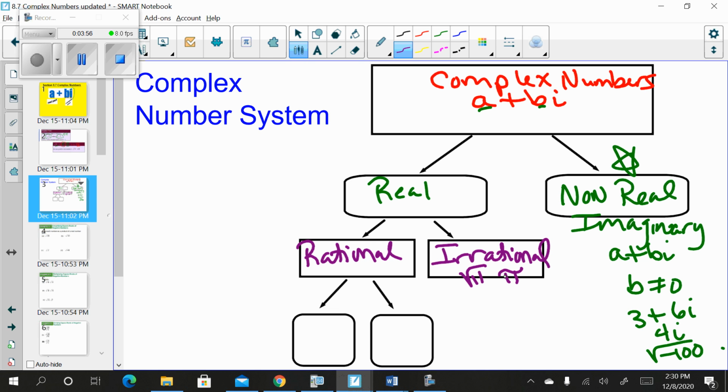Rational numbers, that's a ratio of integers. Remember, that comes from the word ratio. So a ratio of integers. So things that do stop or repeat. So when we deal with the real number system, I think we're a little bit more confident there.